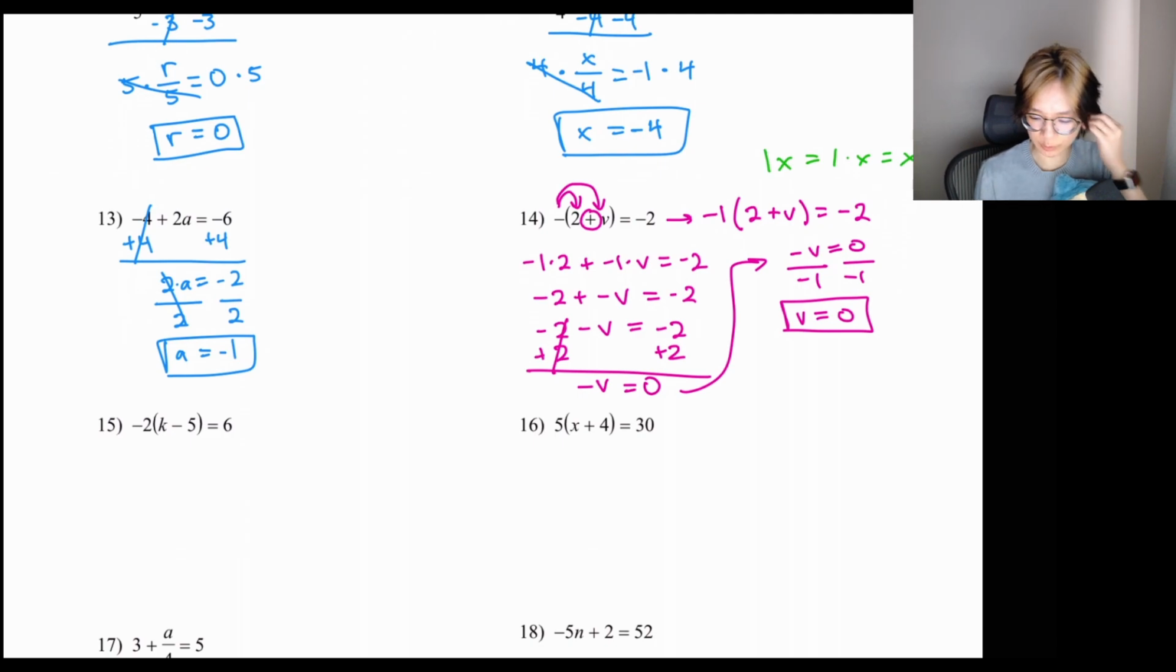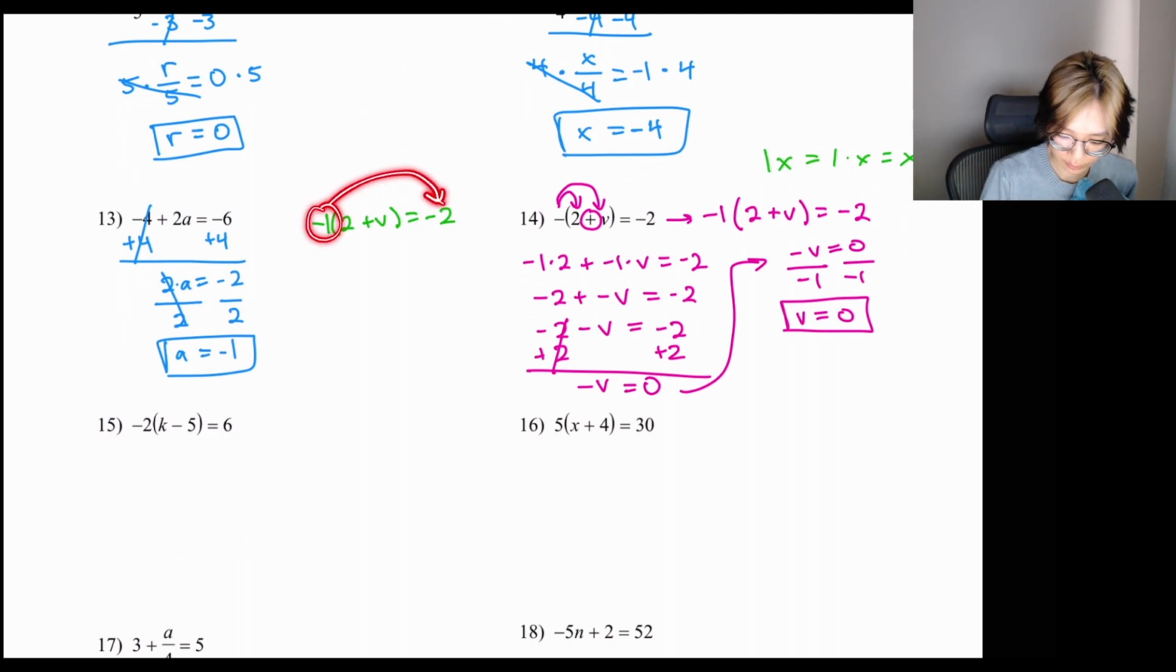Another way to do this problem, I will rewrite this over here. Negative 2 plus v equals negative 2. I think we have a 1 over here. You might notice that negative 1 does go into negative 2 evenly. So you can just treat this whole thing like it is just multiplication instead of distributive property, and you can divide both sides by negative 1 to get rid of that one.